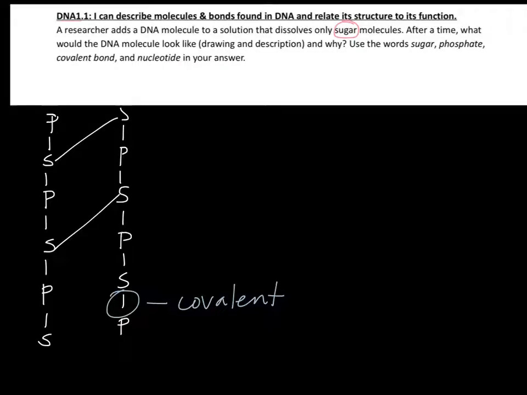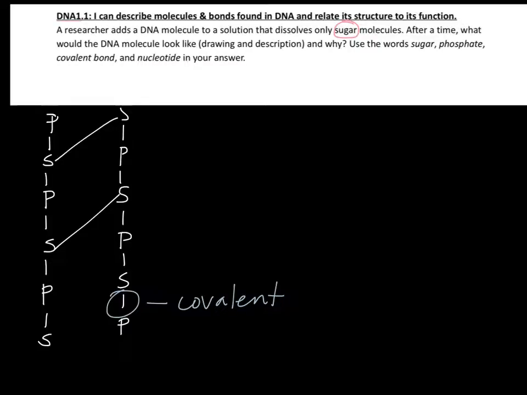But those bases between them are held together with a different type of bond. So between these bases, we've got a second type of bond that's called a hydrogen bond. So two different types of bonds, depending on if you're talking about the sides of the DNA or the rungs of the DNA. The last thing you need to know about is a nucleotide. A nucleotide is always a sugar, a phosphate, and a base.